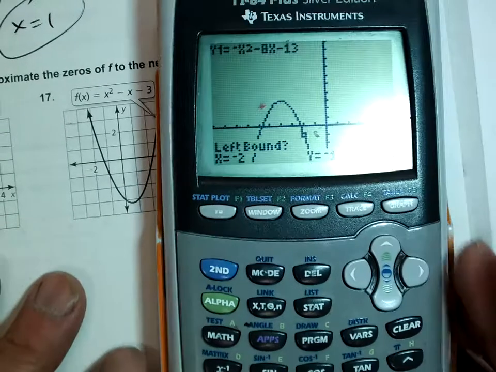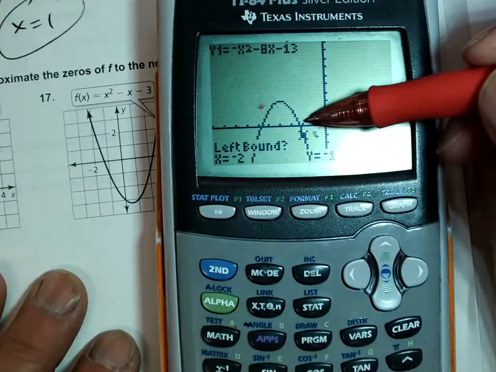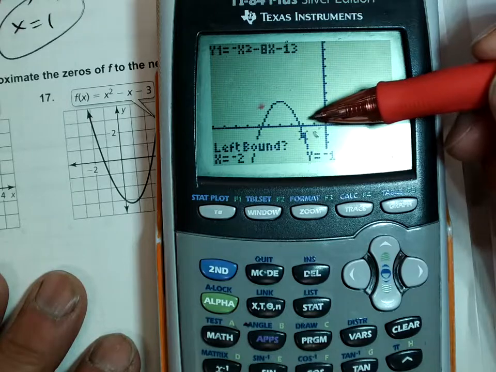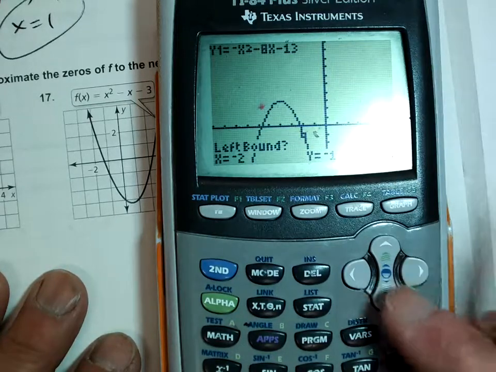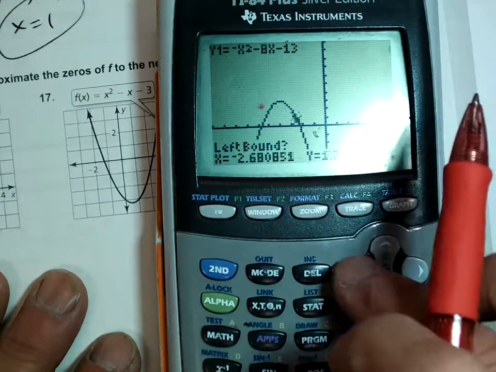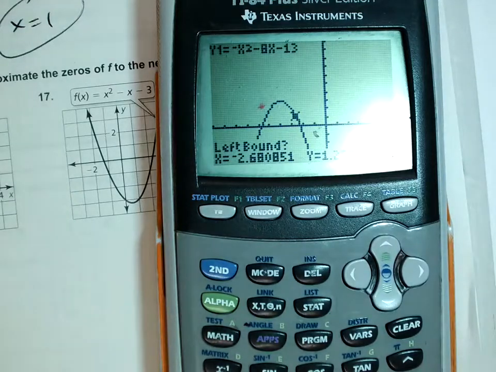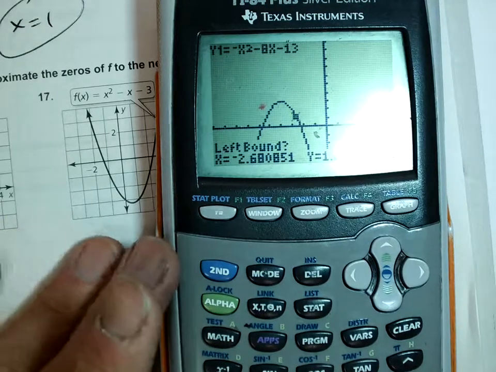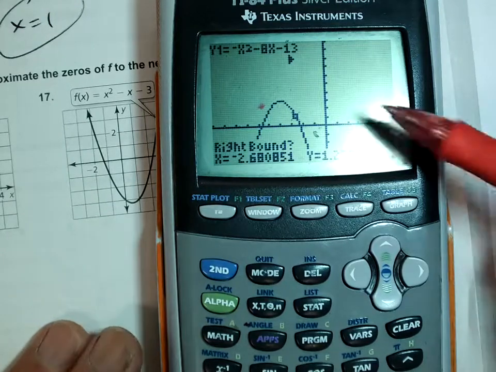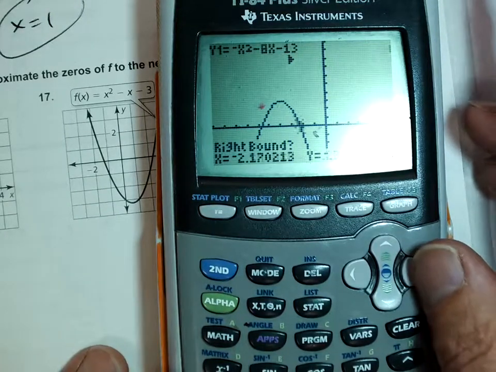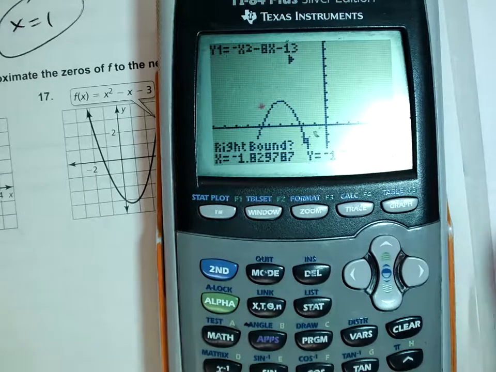It says left bound. So if I'm going to find this zero, I just have to be to the left of it. I have to tell the calculator where to look, because there are two different zeros, right? So I'm going to move the cursor over to where I'm at left of my 0. Even though I'm above it, I'm still left of it. Does that make sense? I'm above it, but I'm left of it. So it's blinking. When I push enter, it locks it in. Enter. Okay? Right bound. Well, I'm looking for that one, so I'll go to the right of it, which is below it. Okay? So now I'm telling the calculator to look in between here and here. I push enter, it's locked in.